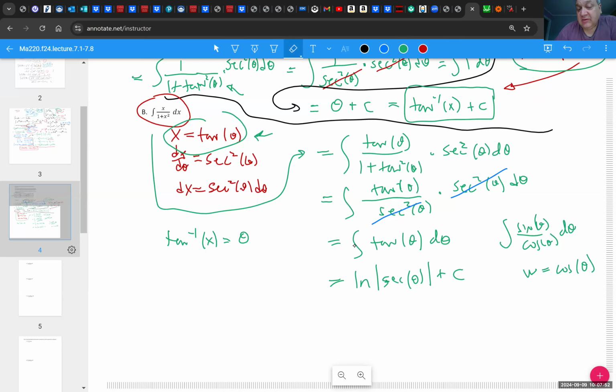So I'm going to show you the standard technique for how to get other trig functions. Like, we know that x is equal to tangent theta. I mean, that's the substitution that we used. So how do I use this substitution to find sine theta or cosine theta or secant theta or anything else? There's a standard way of doing it.